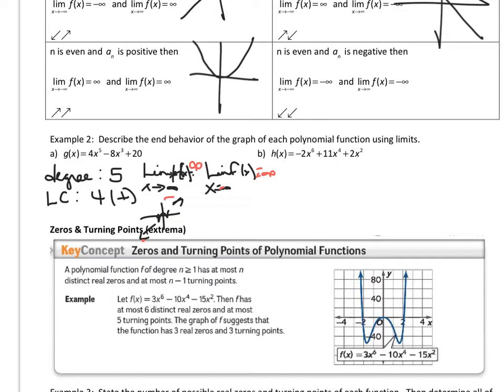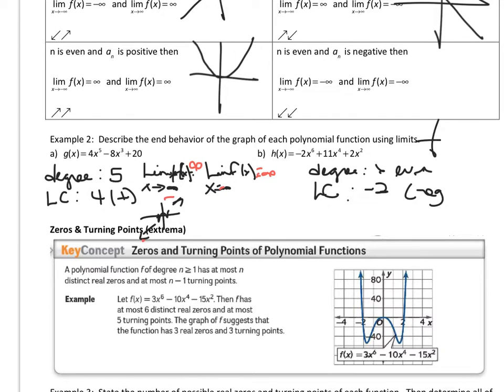Graph number 2. First thing, scan the problem, look for your degree. It looks like my degree is 6, so this is even. So this means I'm going to have both going in the same direction. My leading coefficient is a negative 2, and it's negative.